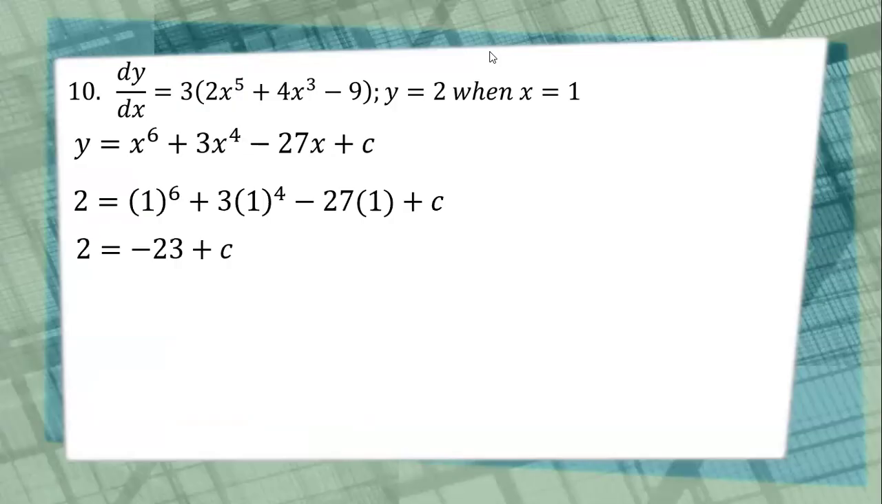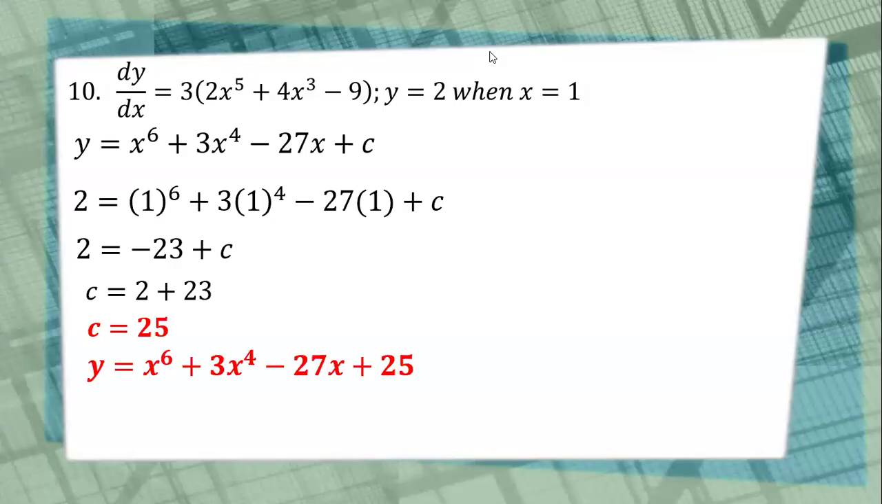Let's replace. So it becomes -23 plus c. So we transpose -23 to the other side, so that c is 2 plus 23. And your c obviously is 25. Substituting, we'll get the particular solution.